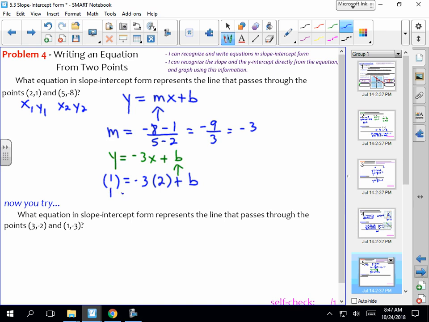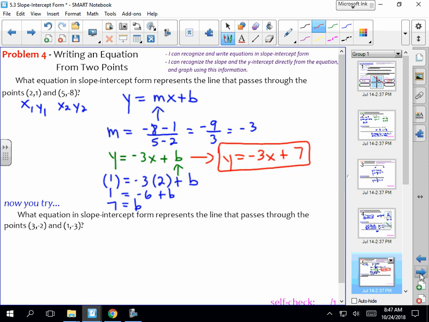We've got 1 equals negative 6 plus b. If I add 6 over, I get b equals 7. So add 6 to each side, b equals 7. So here's what I've got. Final answer. I've got to take this guy right here in green and rewrite it. It's y equals negative 3x. Now I know what b is, so I put it into the equation, plus 7.